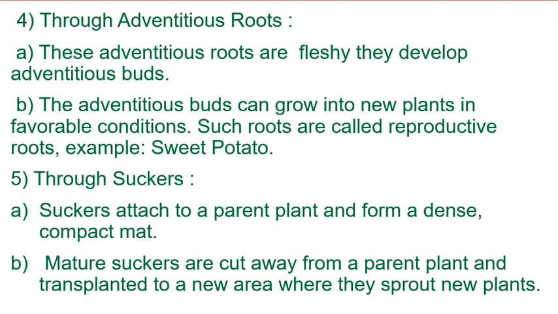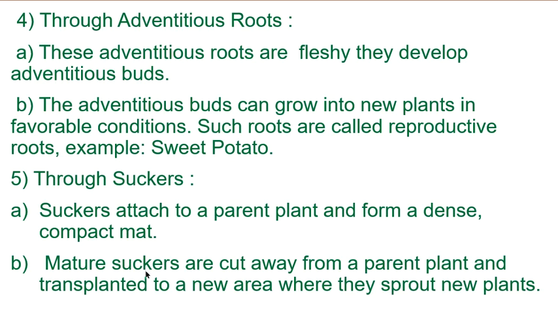Moving forward, through adventitious roots. These adventitious roots are fleshy and develop adventitious buds. Fine. The adventitious buds can grow into new plants in favorable conditions. Again, what are favorable conditions? Well, when they get an appropriate environment, humidity, soil and weather, they will grow. Such roots are called reproductive roots. Example, sweet potatoes.